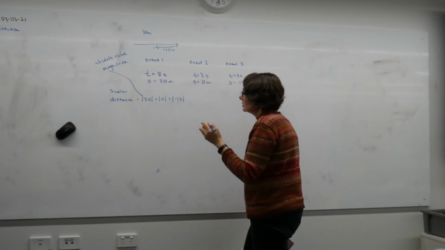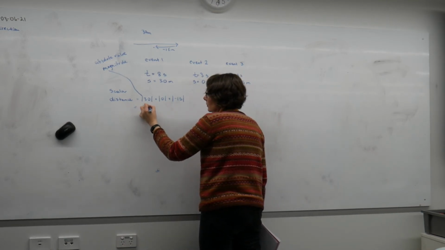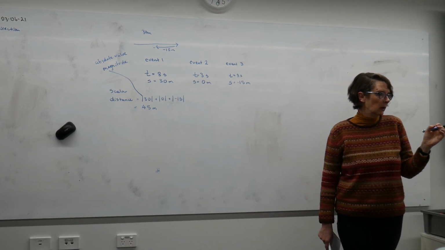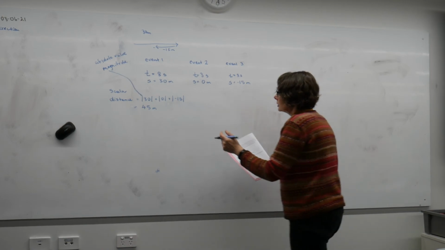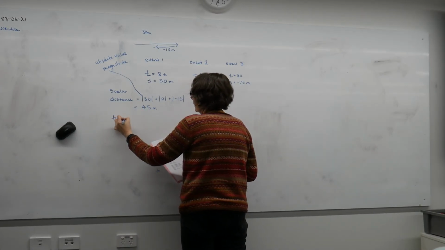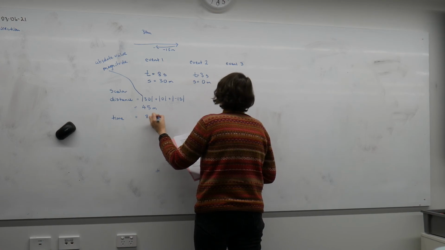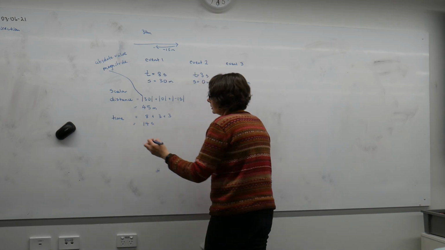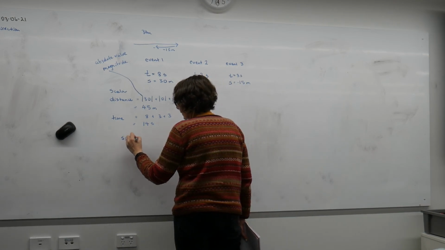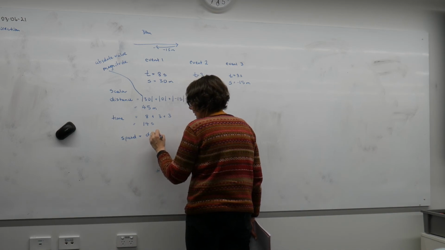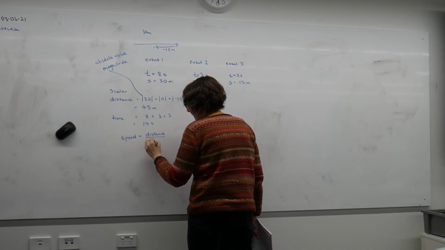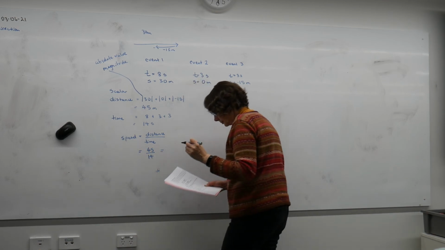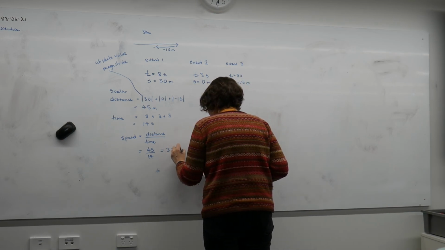Or do we do that in maths? And so for our distance, then that is going to equal 45 meters. Positive, isn't it? Because we're only interested in the magnitude, not the direction. Time is going to equal 8 plus 3 plus 3 is 14 seconds. So the speed, which is distance over time, will equal 45 divided by 14, 3.21 meters a second.